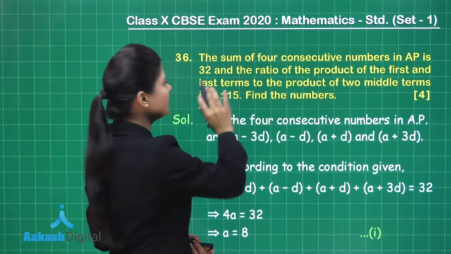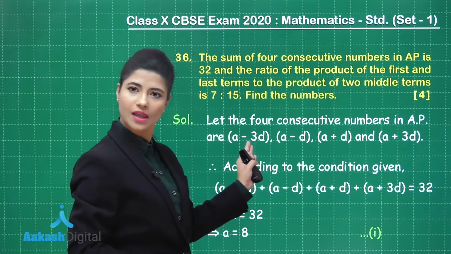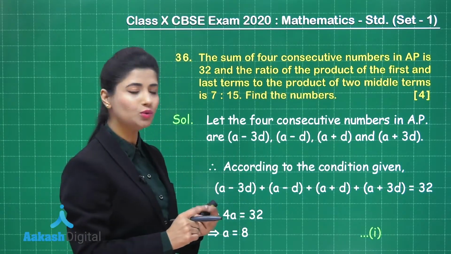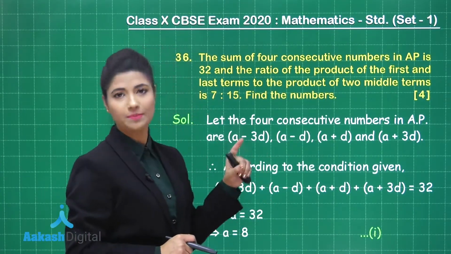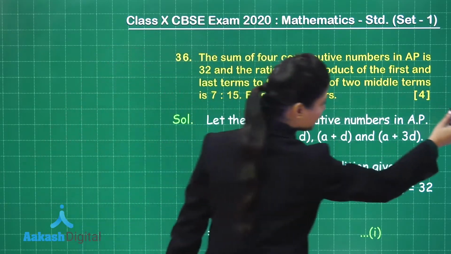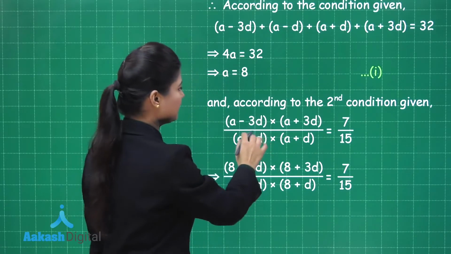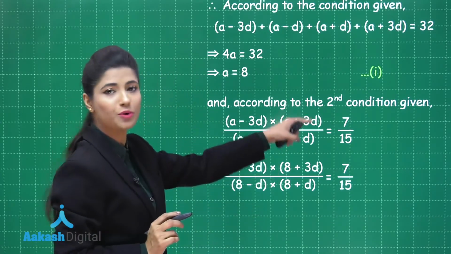product of the first and last term to the product of the 2 middle terms. Here I have first term A minus 3D and last term A plus 3D. So I'll be taking the product of these 2, and I'll be taking the product of these 2 middle terms, A minus D and A plus D. The ratio of these 2 products is 7:15. So on the basis of this, we generate this condition that (A minus 3D) into (A plus 3D) upon (A minus D) into (A plus D) is 7/15.